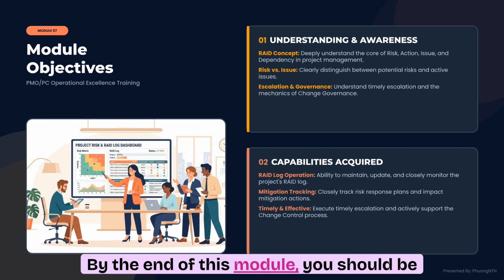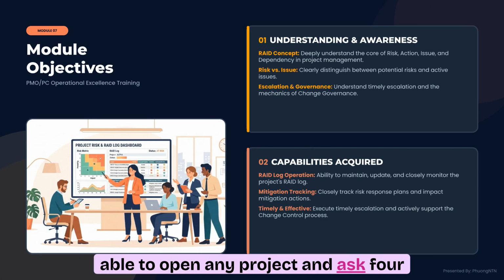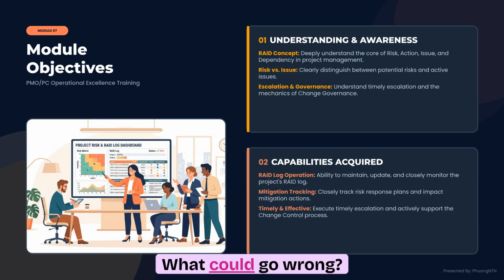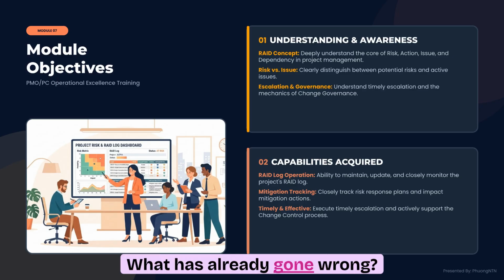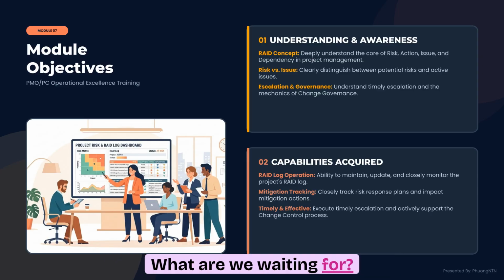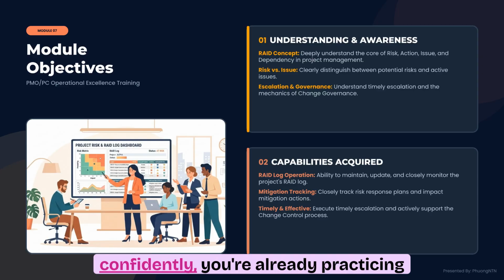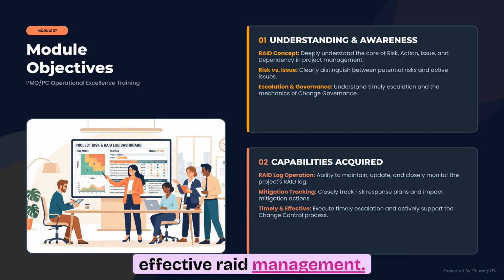By the end of this module, you should be able to open any project and ask 4 simple questions. What could go wrong? What has already gone wrong? What actions are still outstanding? What are we waiting for? If you can answer those questions confidently, you're already practicing effective RAID management.